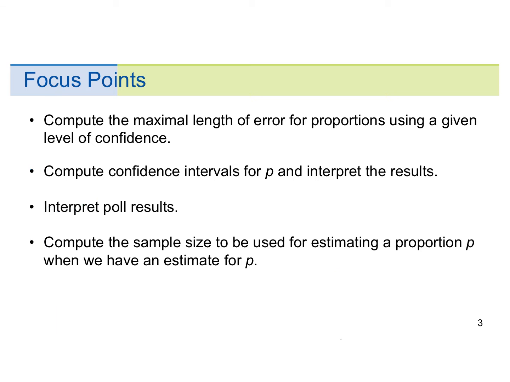Okay, so finishing up, understand that we found the maximum length of error. We found E, a new formula. We computed a confidence interval for P. We did not interpret polls, and we computed a sample size. All right. So please understand the difference between 8.1, 8.2, and now 8.3. 8.3 is the one that's the most different. You're finding P instead of mu. All right, so that's the end of chapter 8.